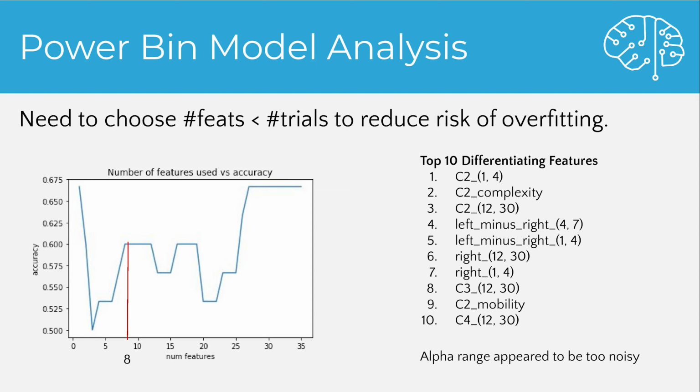With the one dataset we were able to collect, the PowerBin model was able to perform with approximately 60% accuracy, with the features on the right being the top 10 differentiating features. The alpha range appeared to be too noisy to be helpful in this case, but here we can see that the C2 electrode for delta range was among the top. By selecting the top 8 features for our model, we chose the number of features to be less than the number of trials to reduce the risk of overfitting.